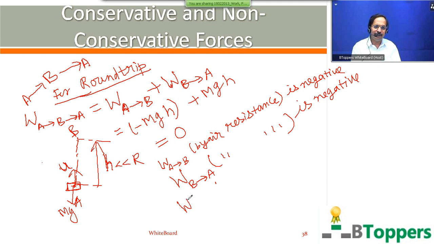So total work done by the air resistance on the body when the body completes a round trip from A to B and back to A will be equal to W_AB plus W_BA. Both are negative, which means the sum cannot be zero. The sum is again negative. So air resistance is an example of a non-conservative force.